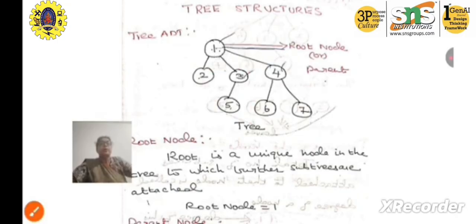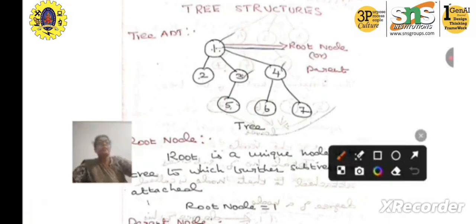Next one, a root node. Root is a unique node. It is the topmost node in a tree, the starting point of the tree. In a family tree, the grandfather could be a root node. Here, 1 is the root node for this tree.